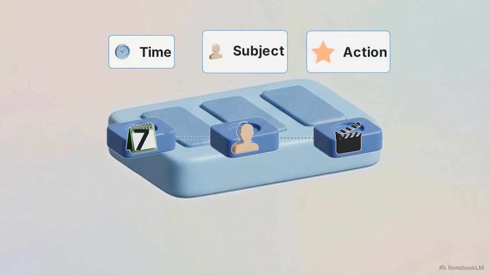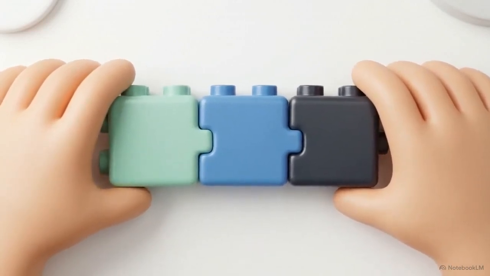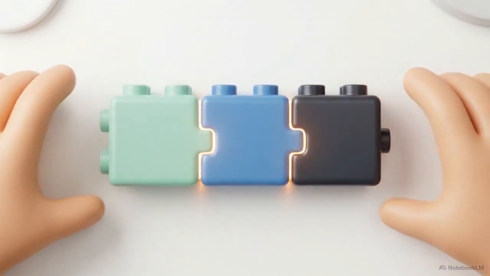Perfect. This three-part order, time, subject, then action, gives you a clear map to follow. It lets you build complete, specific sentences without having to worry about complex word changes or confusing grammar rules.